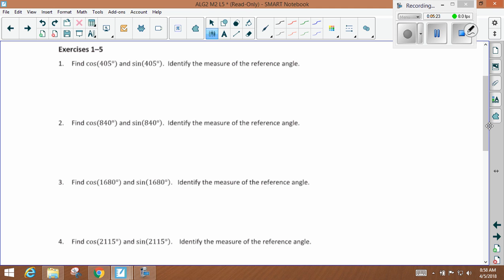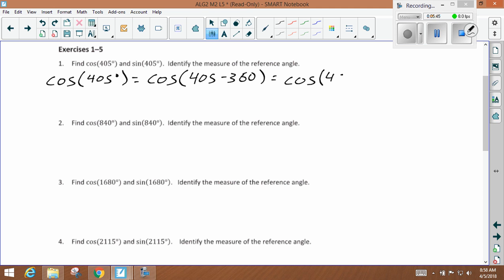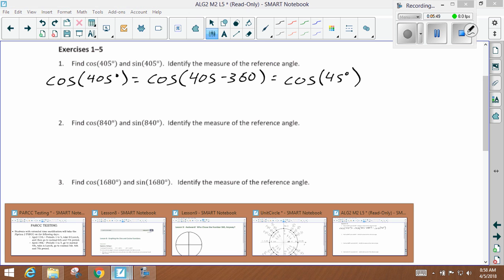We could say that cosine of 405 degrees is the same thing as cosine of 405 degrees minus 360. That's going to tell us how much more than one rotation this is, right? It turns out to be cosine of 45 degrees. All right, let's look at our handy dandy unit circle.